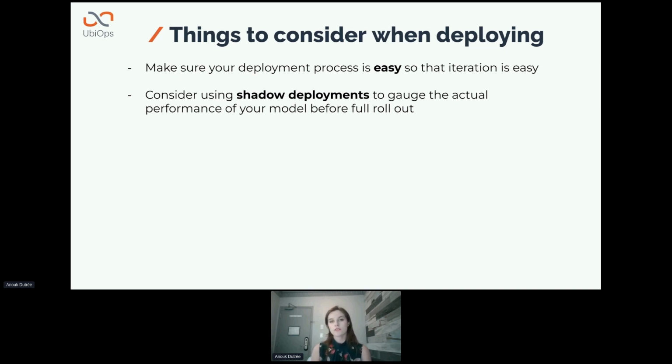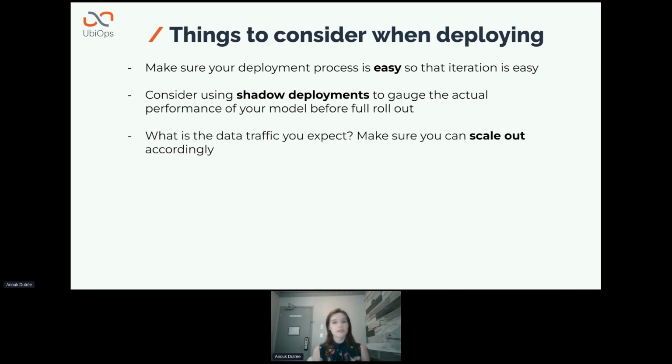Because very often you can see with machine learning models that they perform very differently on a test set or a validation set than they do on actual production data, because production data continuously changes. So shadow deployments, I think, are a really good thing to use to get an idea of what the performance will be in a more reliable way than just testing it.